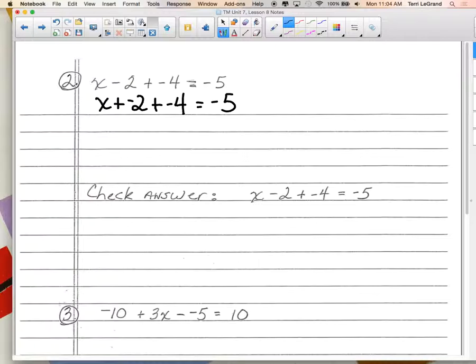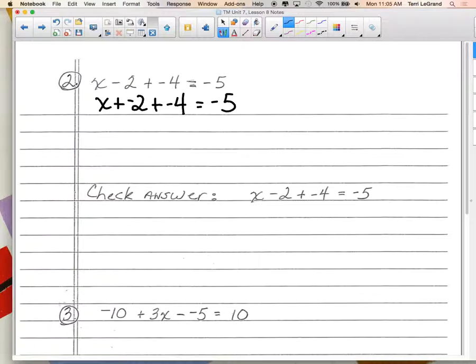What's the next step we're going to look to see if it needs to be done? Sylvia? Okay, see if anything needs to trade places. Does anything need to trade places in this one? No, this one's already in good order, isn't it? So we get to skip that step. Okay, the next step is what? Combine like terms, which yes, we'll add when we're doing that.